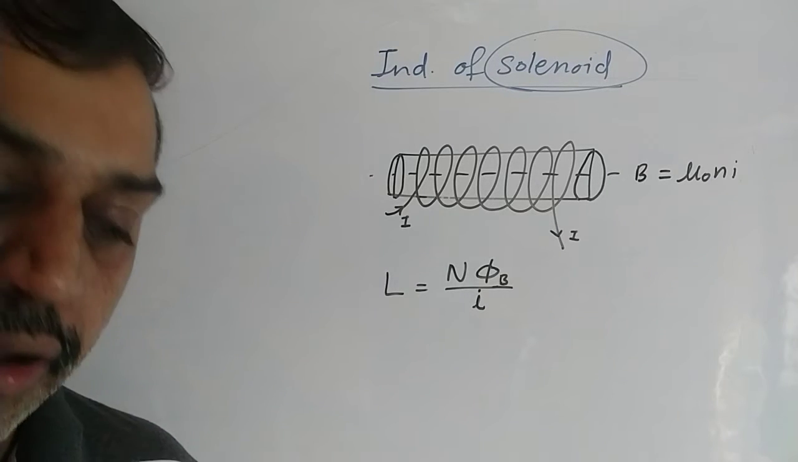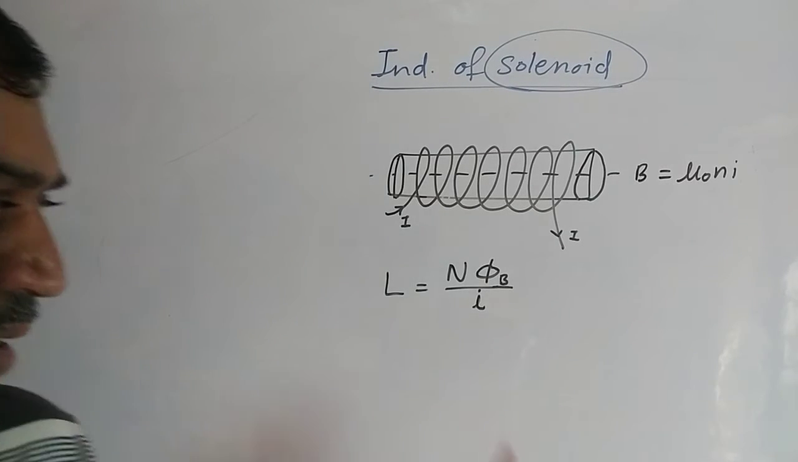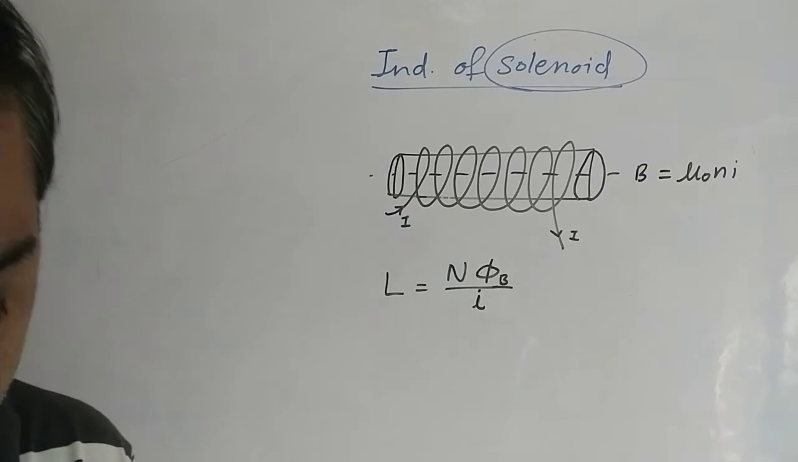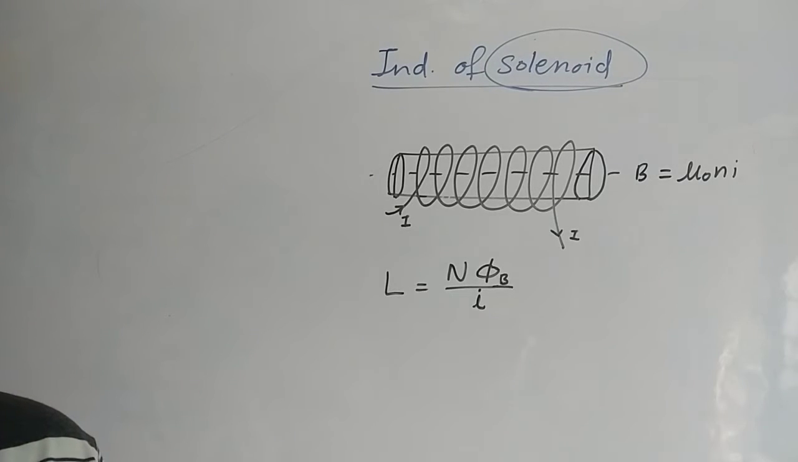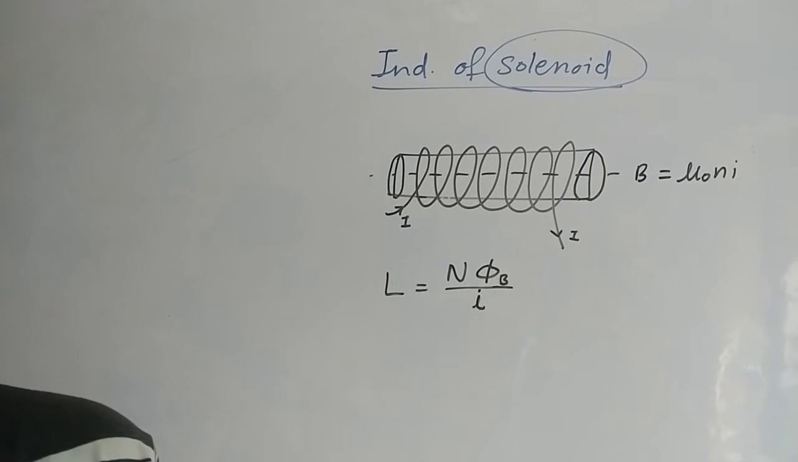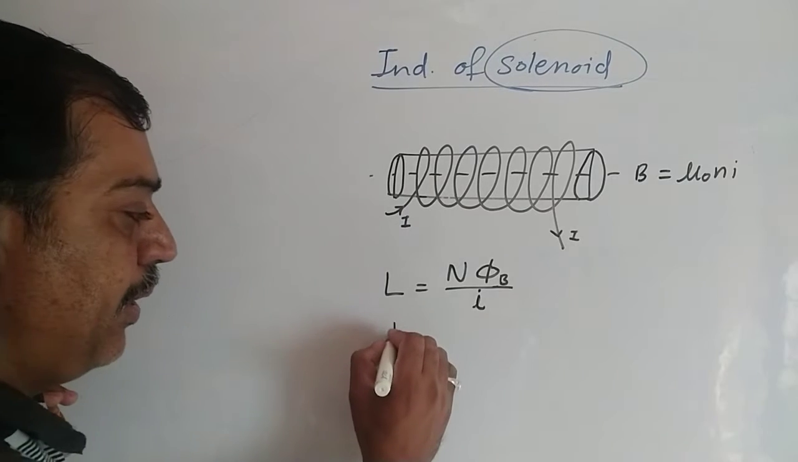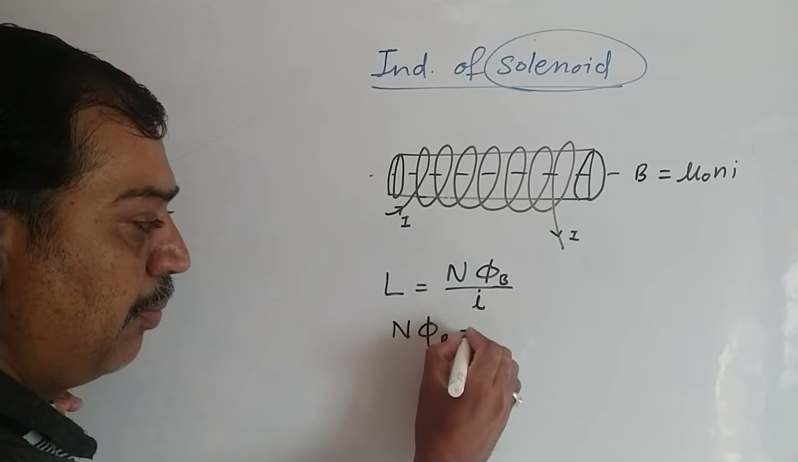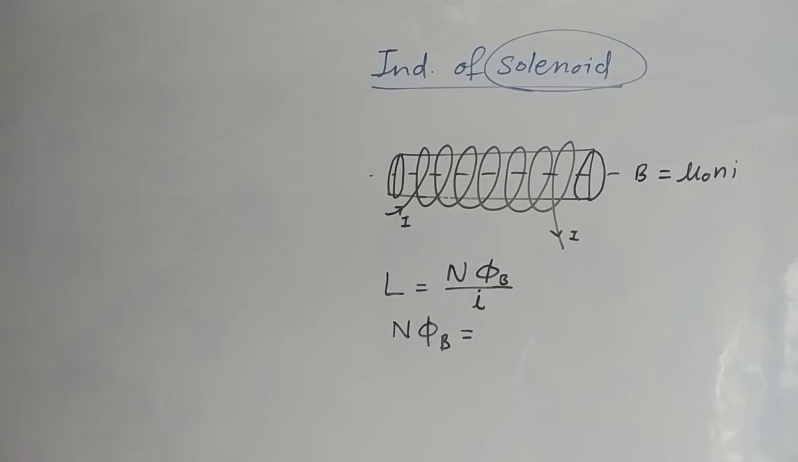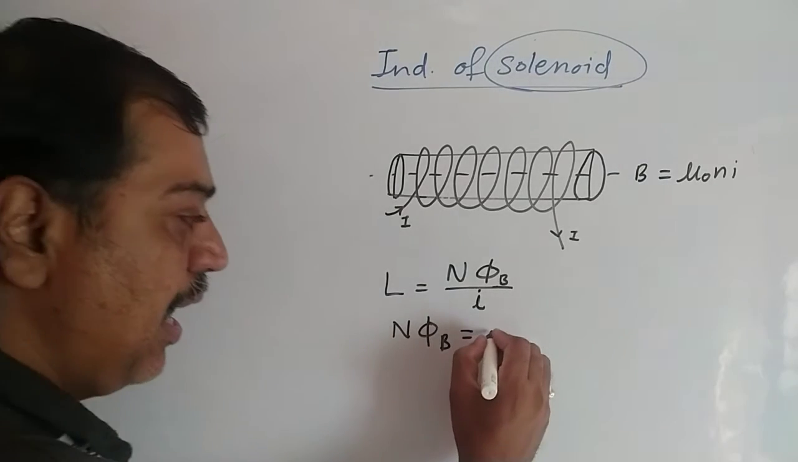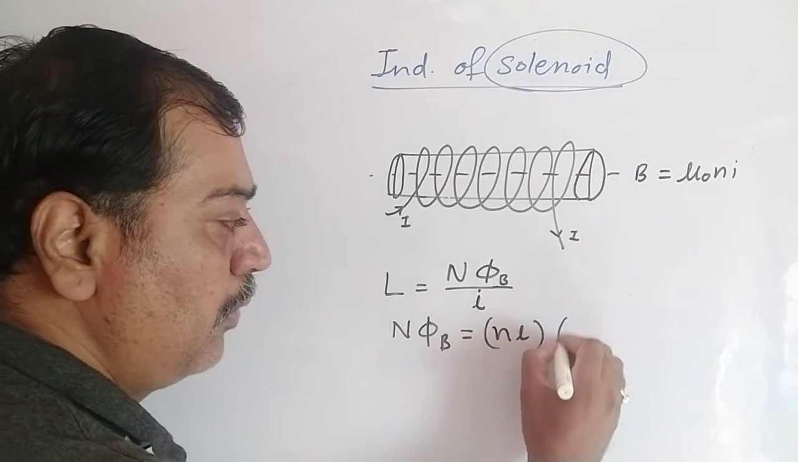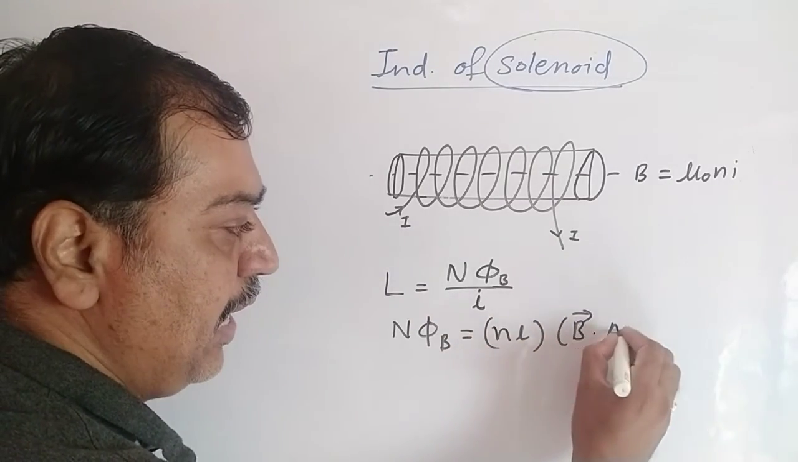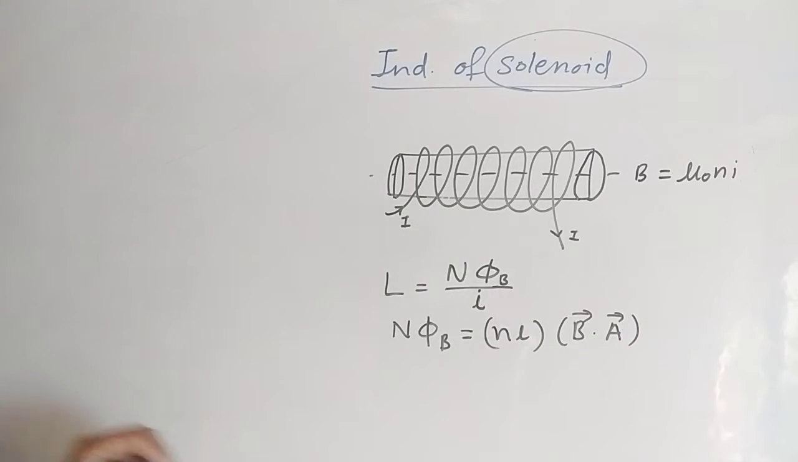In your book, equation 12.28 is there; the same equation I have written here. So that formula we already know. But here, the same equation can be written in a slightly different form: N into phi B, number of turns into magnetic flux, is equal to N l into B dot A, the dot product of magnetic field and area A. It is a vector quantity.